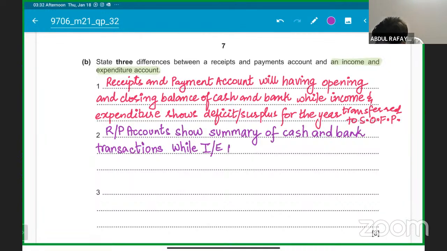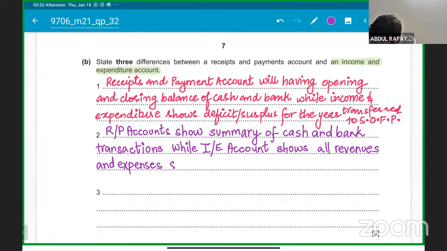Okay, so income and expenditure, make sure आप पूरा लिखें. Okay, you don't use shortcuts. Write down the full words receipts and payments. Just for the time saving purpose I'm writing, while income and expenditure account shows all the revenues and expenses for the year. Okay, while it shows all the revenue and expenses summary for the financial year. Okay, तो ये दो points हो गए. Everyone got this? Clear, students?